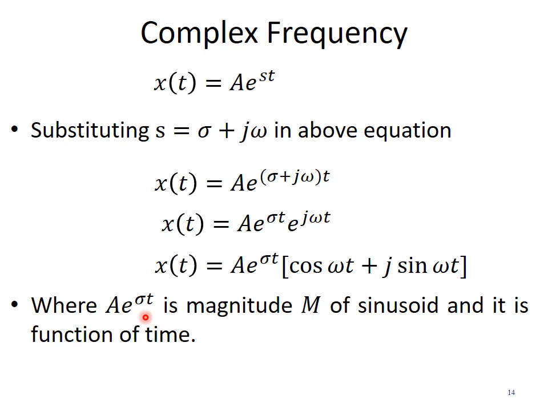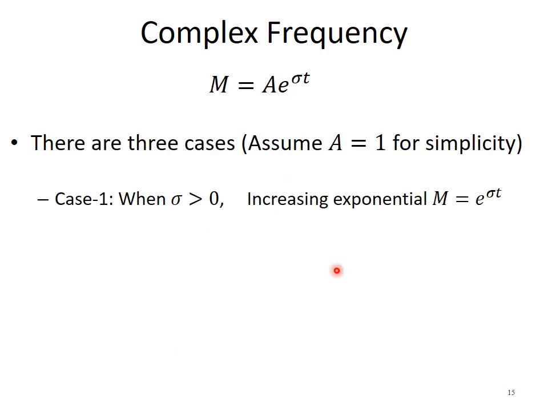So that is why we said the variation in the magnitude with respect to time has a frequency, and it entirely depends upon the value of sigma. A is constant, and sigma actually defines the frequency of the variation in the magnitude. Similarly, another frequency is omega, which is the rate of change of phase. So now the magnitude of the complex frequency signal is given by A into e power sigma t.